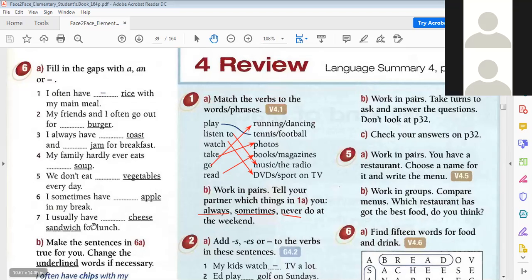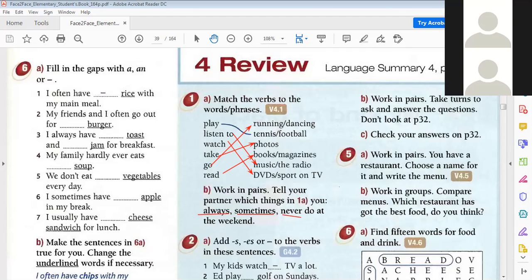Let's see someone else. What about you, Rana? Can you tell us about some of the things you do at the weekend? Yes. Mm-hmm. I sometimes read books at the weekend. Mm-hmm. I always read books at the weekend. Okay, so it's not sometimes, it's always. Is it always or is it sometimes? Always. Mm-hmm.